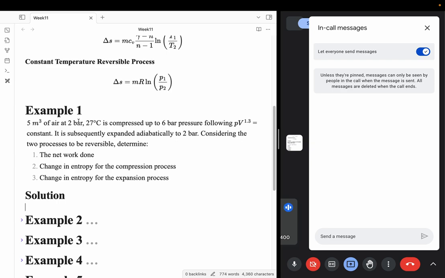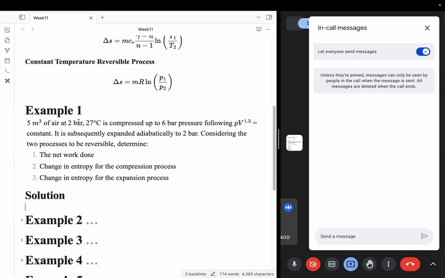Considering the two processes to be reversible, determine the net work done, change in entropy for the compression process, and change in entropy for the expansion process. So how do we proceed further? How do we calculate the net work done? This we have done from week 1, how to calculate work done, in week 2 and week 3 as well.